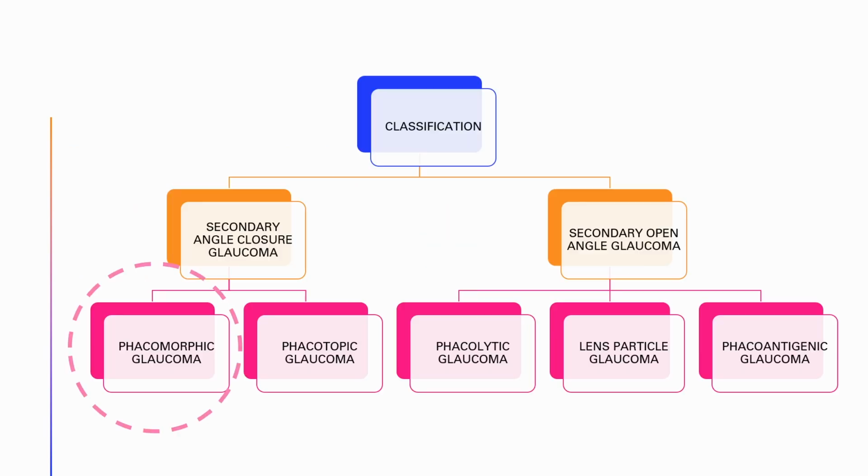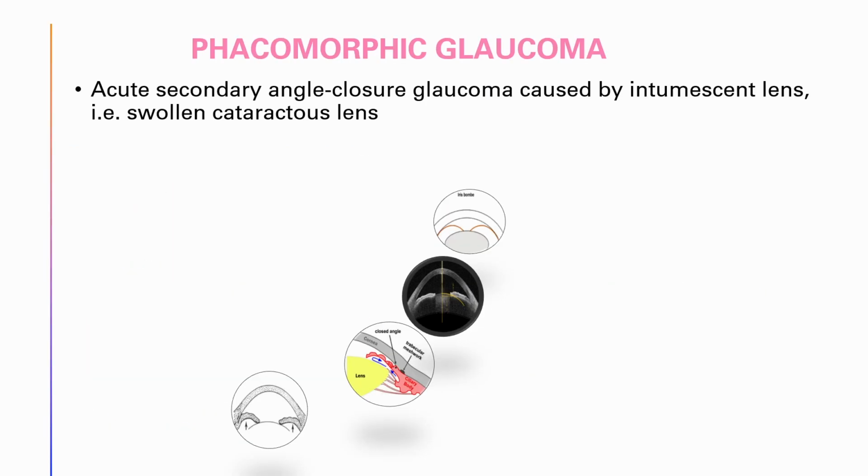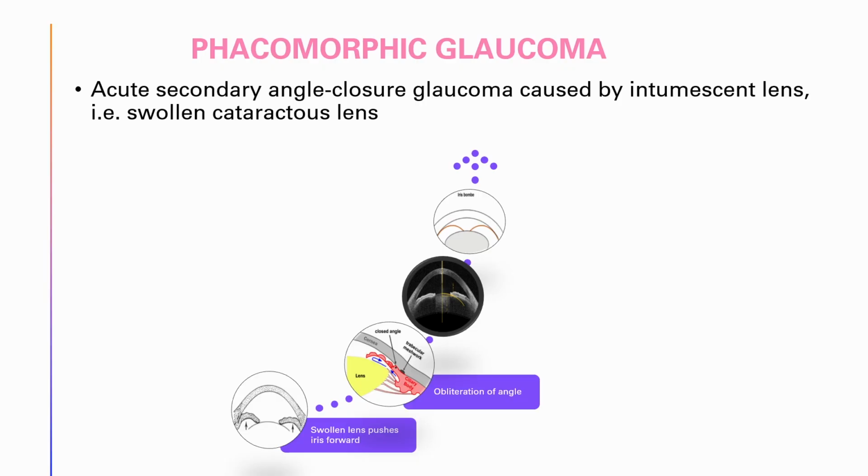First, we will study about phacomorphic glaucoma. So, it is basically acute secondary angle closure glaucoma, which is caused by intumescent lens, that is swollen cataractous lens. In this, the swollen lens pushes the iris forward and obliterates the angle, and then leads to increased irido-lenticular contact and leads to pupillary block and iris bombe formation.